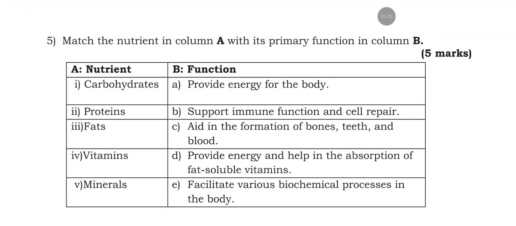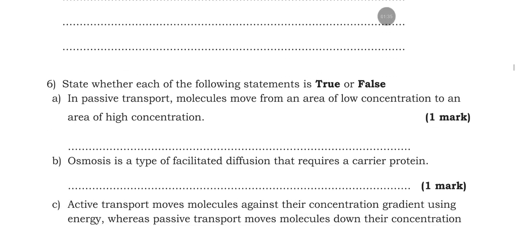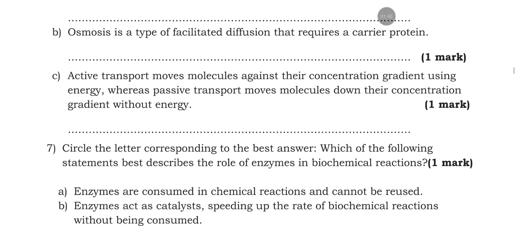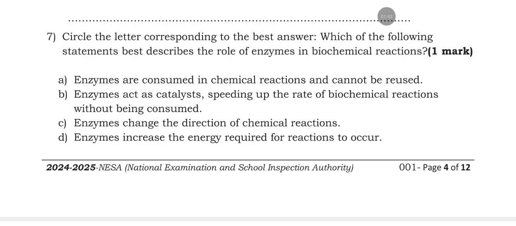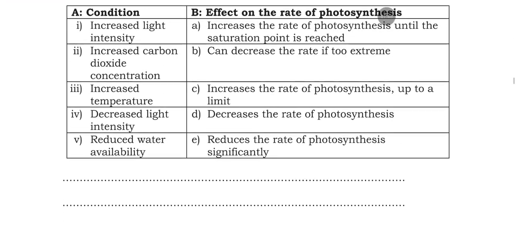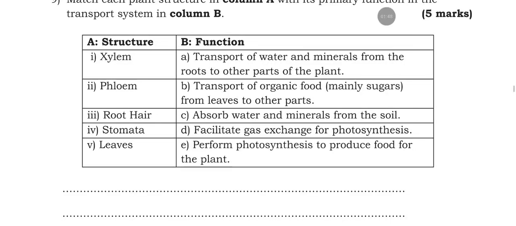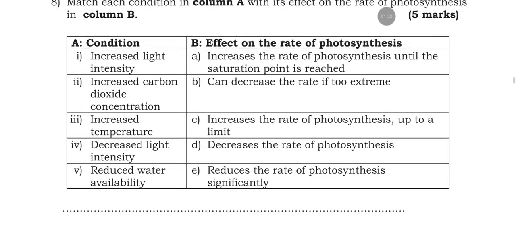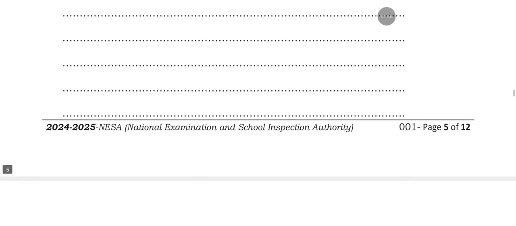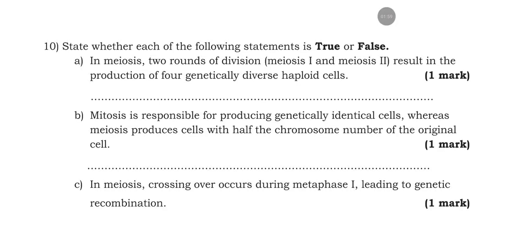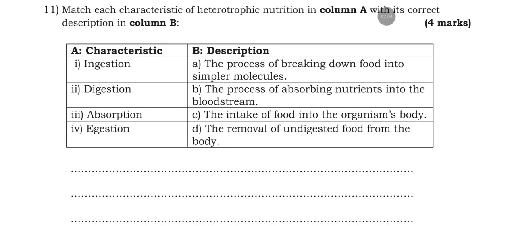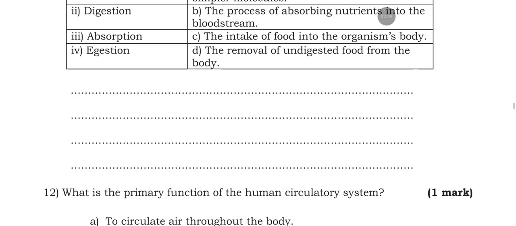The next is matching nutrients with corresponding functions, then using the listed words true or false to answer the questions, and also matching for number 8. Number 9 is about matching structures and functions. Number 7 is about conditions and their effects on the rate of photosynthesis. Then number 10, whether the statement is true or false. And then number 11, matching the characteristic with its description: ingestion, digestion, absorption, and egestion.